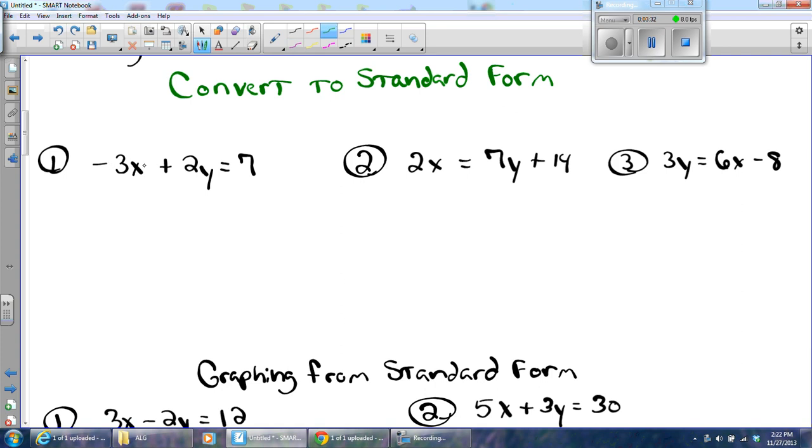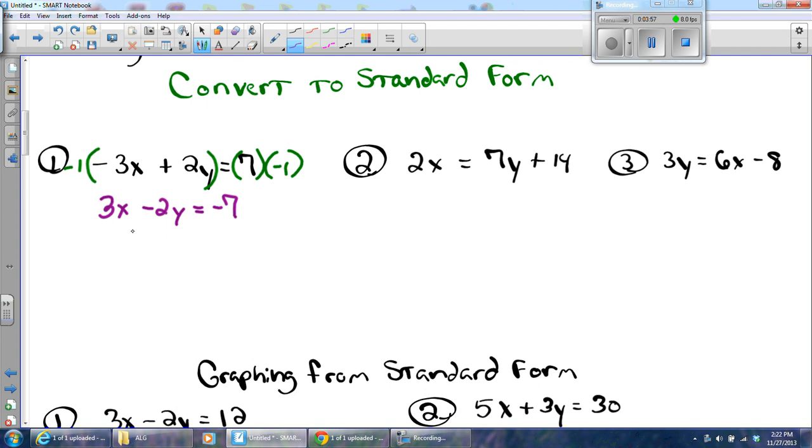Okay, so let's come over here and let's take a look at this first one here. I've got Ax, By, and C, but the A is not positive. A is negative, so I am going to multiply by -1 on both sides. And when I do that, my new equation becomes 3x minus 2y equals -7. And now this purple equation is in standard form.